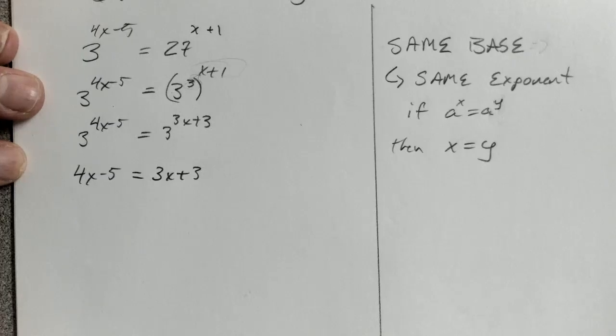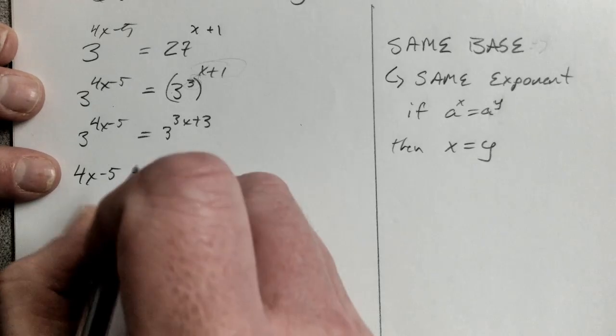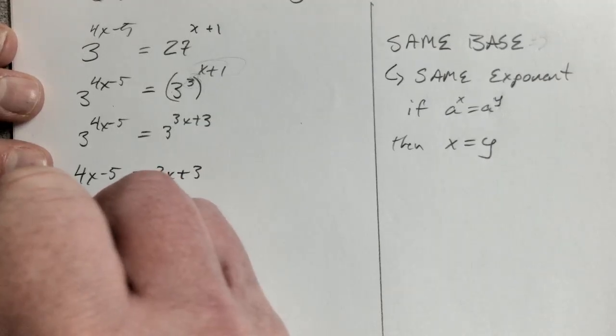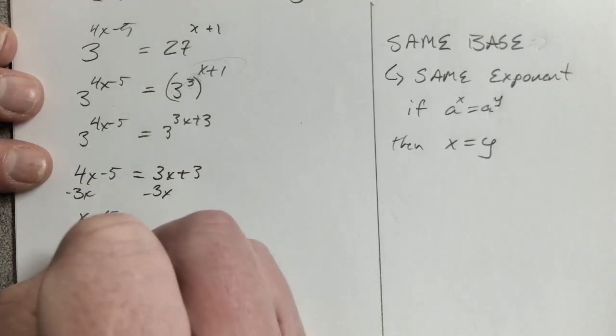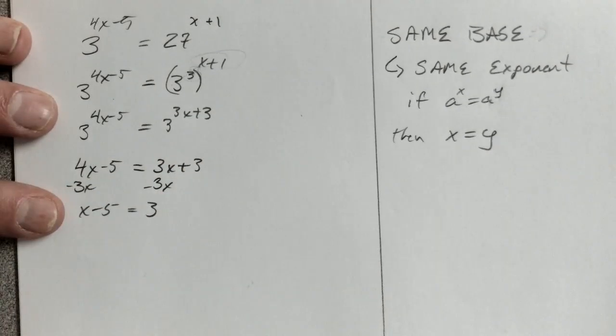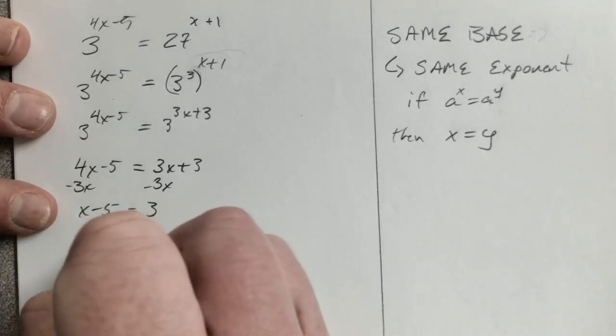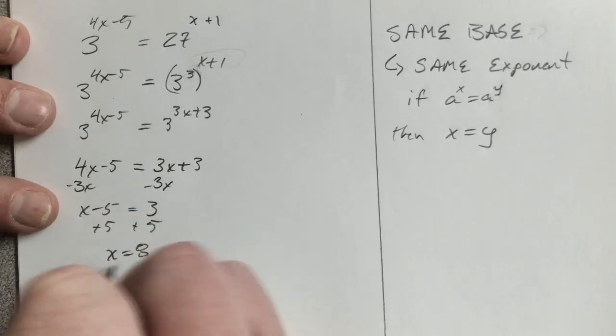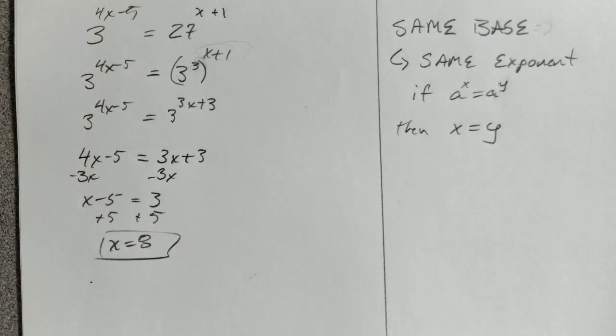And now this is very easy to solve. You've been solving these things since 8th grade, maybe even 9th grade. They're all linear, so I'm going to subtract 3x. x minus 5 equals 3. Last step is to add that 5. So x must equal 8, which is Spanish for 8.